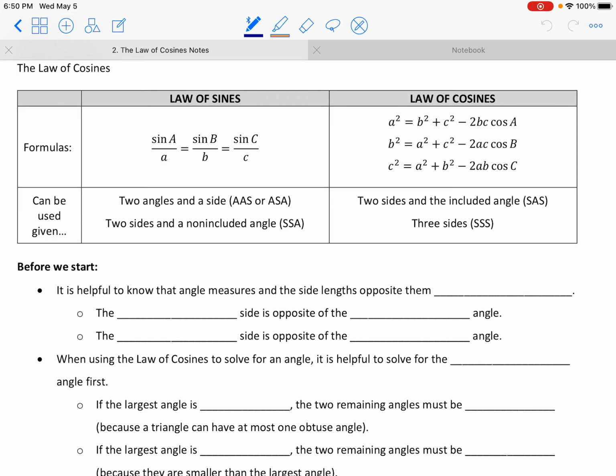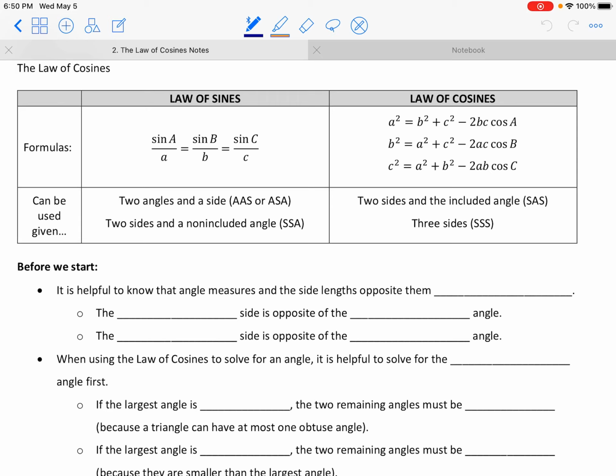We can use the ratios in the law of sines when we're given any two angles and a side. So angle, angle, side, or angle, side, angle are ways to describe two angles and a side. Or if we were given two sides and a non-included angle, the side-side-angle case. That one did lead to an ambiguous case or a no-triangle case, but we could try to apply the law of sines with that information.